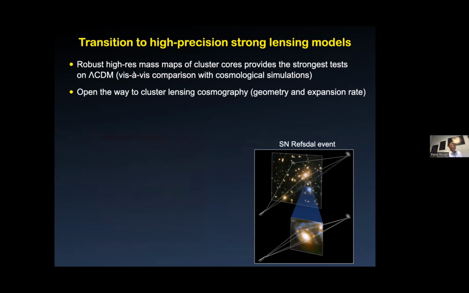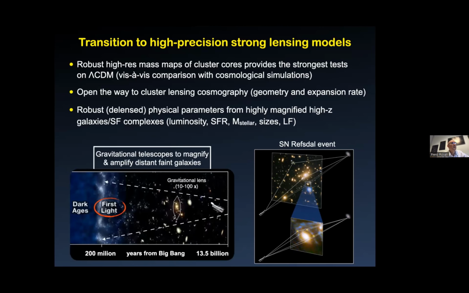The other new field that such high precision strong lensing models have opened is the way of doing cluster cosmography, so measuring both the expansion rate of the universe, H0, and the underlying geometry of the universe, using time delay methods like the ones that have been exploited a lot on galaxy scales over the last 10 years, okay?